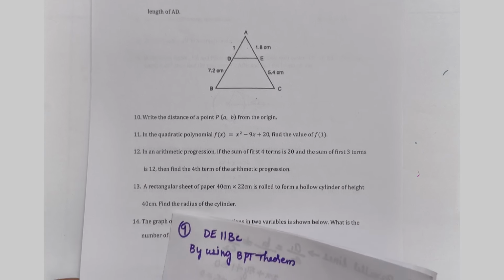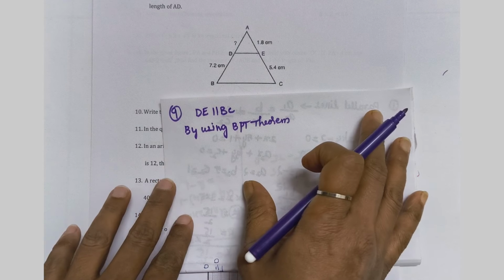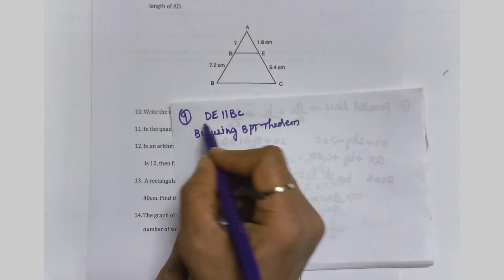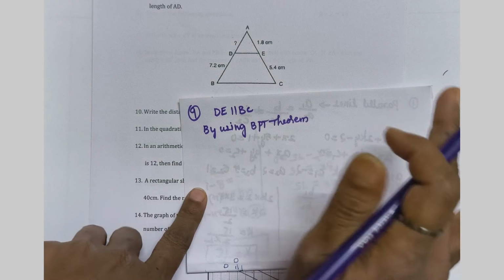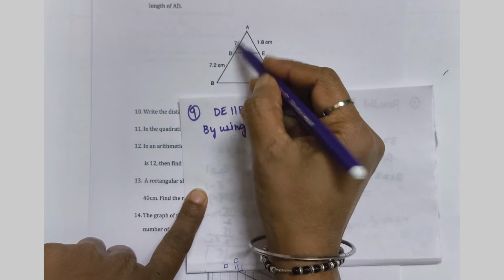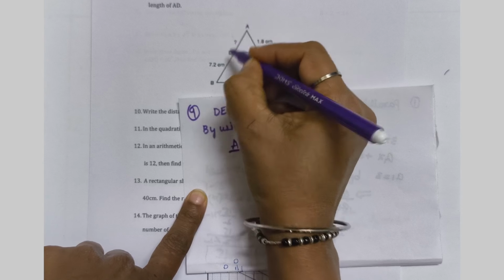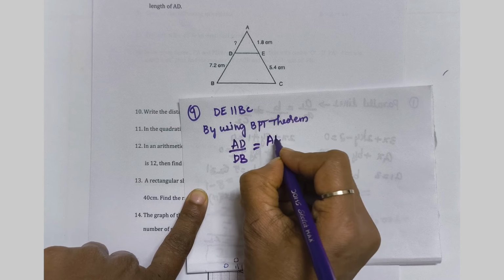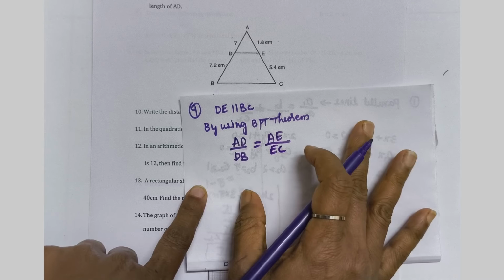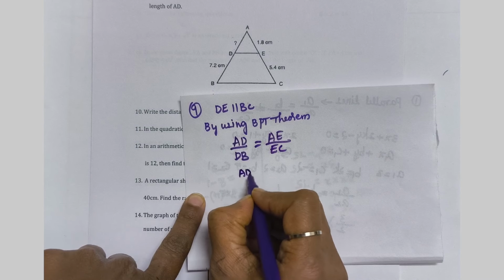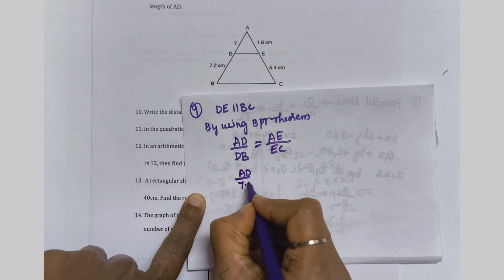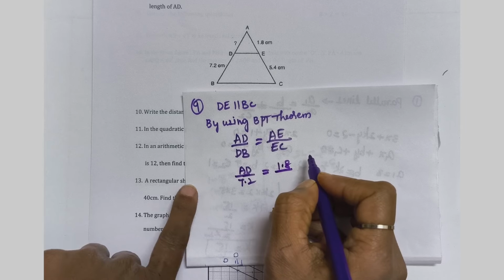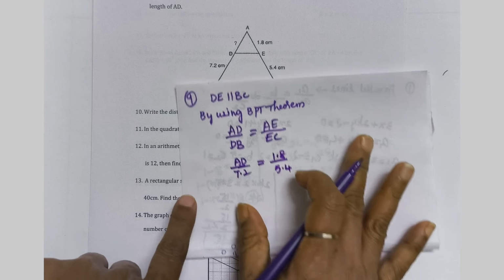Okay. When one side is parallel, the remaining two sides are proportional. Which theorem is this? BPT theorem. We will use the BPT theorem and find it. So see here, DE parallel to BC. Using the BPT theorem, sides are proportional. So write AD by DB is equal to AE by EC. We will apply the values. AD we don't know, write AD as it is, by DB which is 7.2, is equal to AE which is 1.8, by EC which is 5.4. Simplify this and you will get the answer.